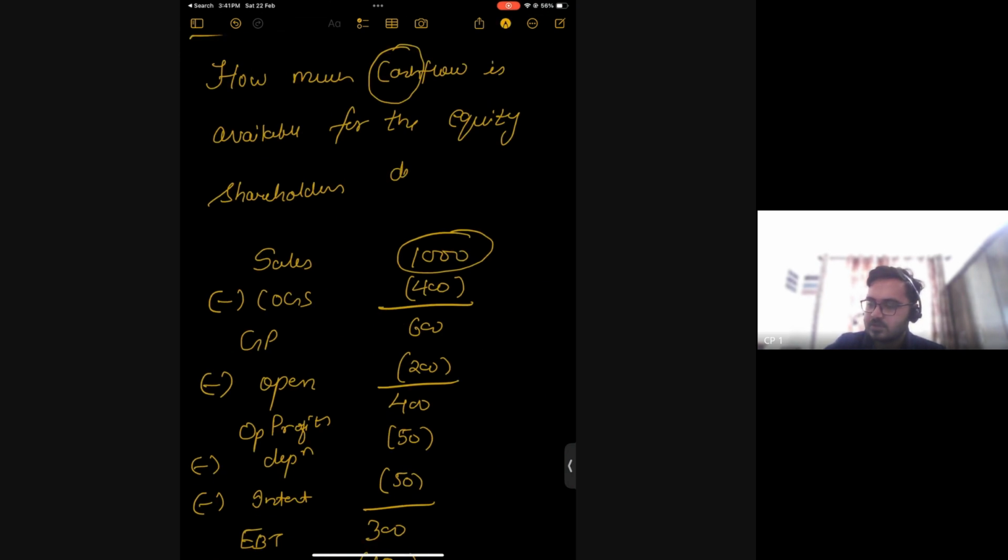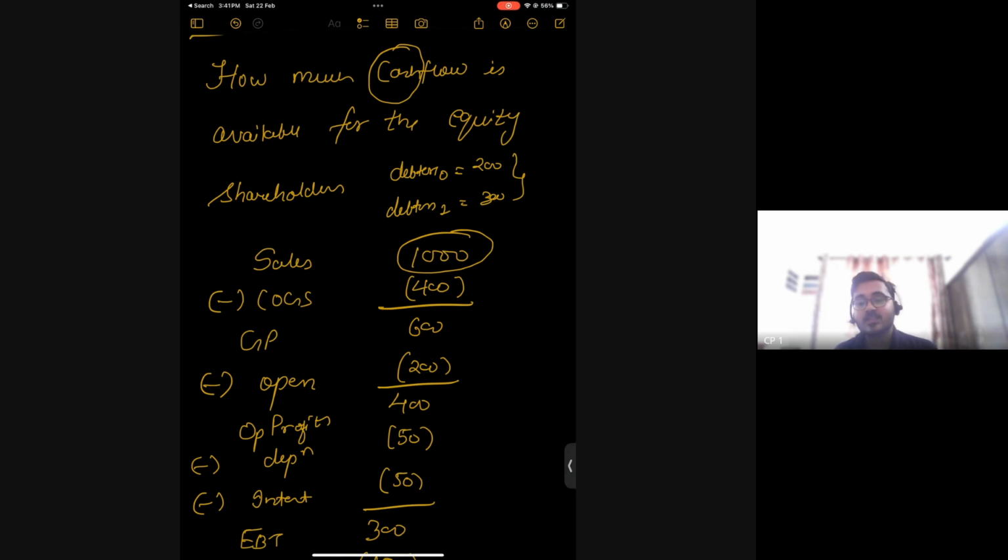Now let's assume debtors at the start was 200 and debtors at the end is 300. What does it tell me that debtors have gone up from 200 to 300? It basically tells me that 100 is not realized in cash. This 100 increase in debtors is basically not a realization in terms of cash. The debtors have gone up. I've made the sales, but have I received cash in my bank account?